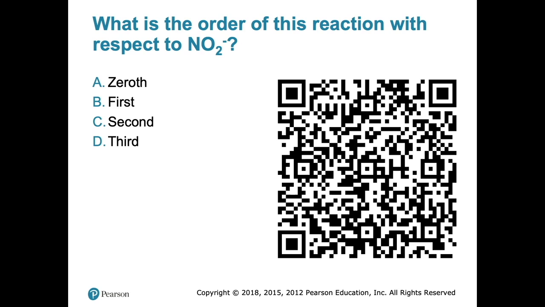All right. This is going to be your last question for today, because you need to go over to the other classroom. What is the order of this reaction with respect to nitrite?